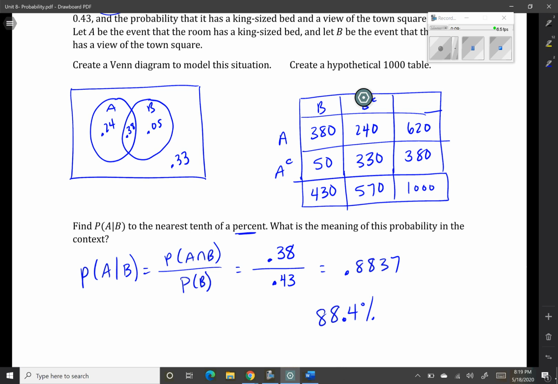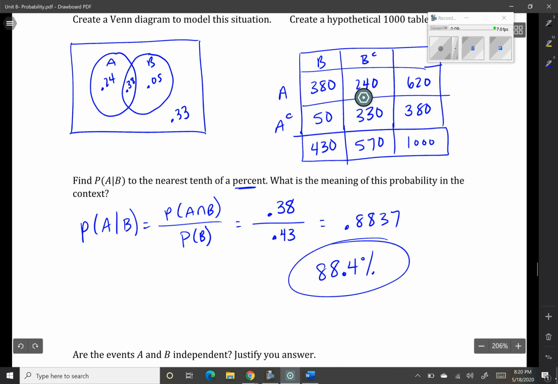Now, to interpret that in the context of this problem, what this is saying is the probability of having a king-size bed, given the fact that you already have a view, is 88.4%. Meaning, there's an 88.4% chance if you're sitting in a room with a view, you have a king-size bed. Okay? So we can see that that percentage is pretty high, meaning this hotel probably gives a lot of the king-size beds to the rooms with a view, which kind of makes sense.